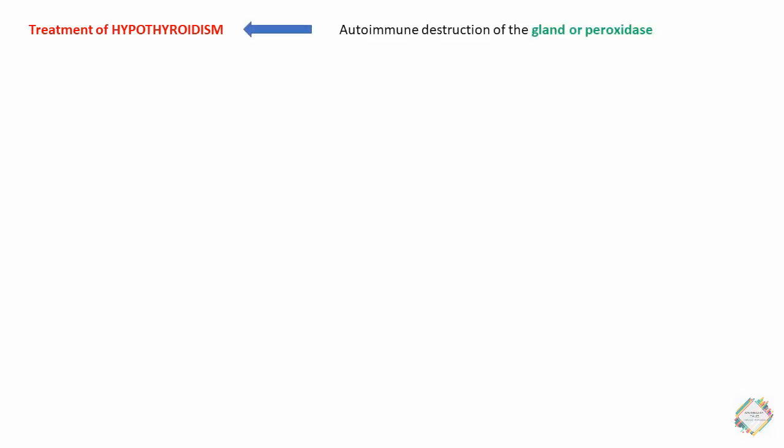Now let's move on to the treatment of hypothyroidism and hyperthyroidism. So first is treatment of hypothyroidism. So what is hypothyroidism? It is the inadequate secretion of the thyroid hormones. This is mainly caused due to the autoimmune destruction of the thyroid gland and the peroxidase enzyme that is responsible for the oxidation and condensation of the thyroid hormones.